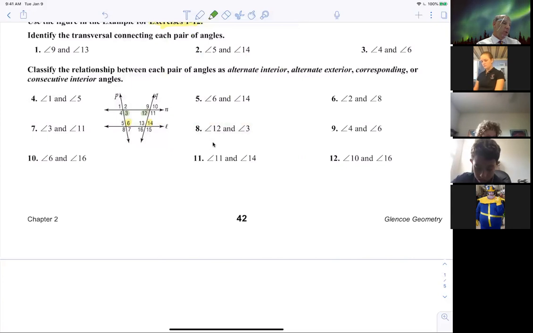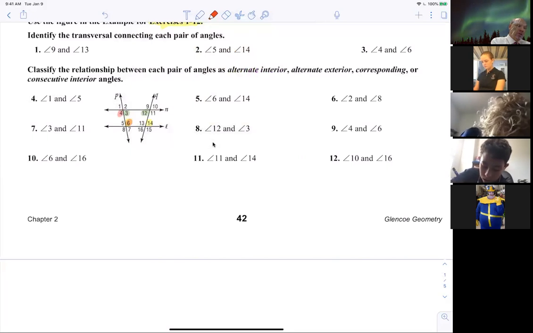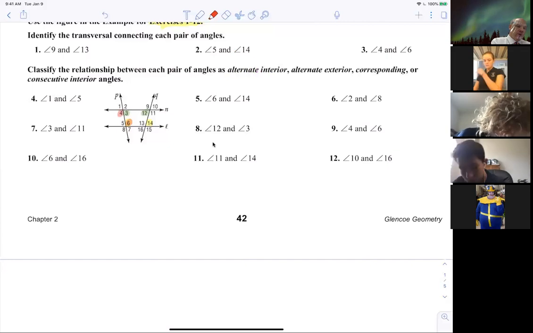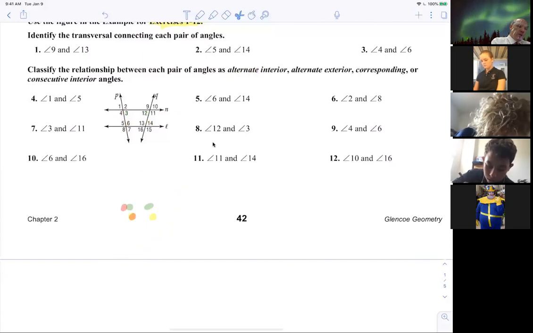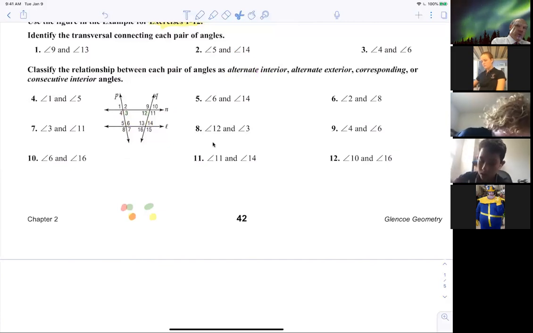All right, 4 and 6 are what? Alternate interior. 4 and 6 are alternate interior. And 6 and 16. Ooh, don't be fooled. 6 and 16. Alternate interior, yes. Alternate interior. All right. 11 and 14. Consecutive interior. All right, Morty, tell me.